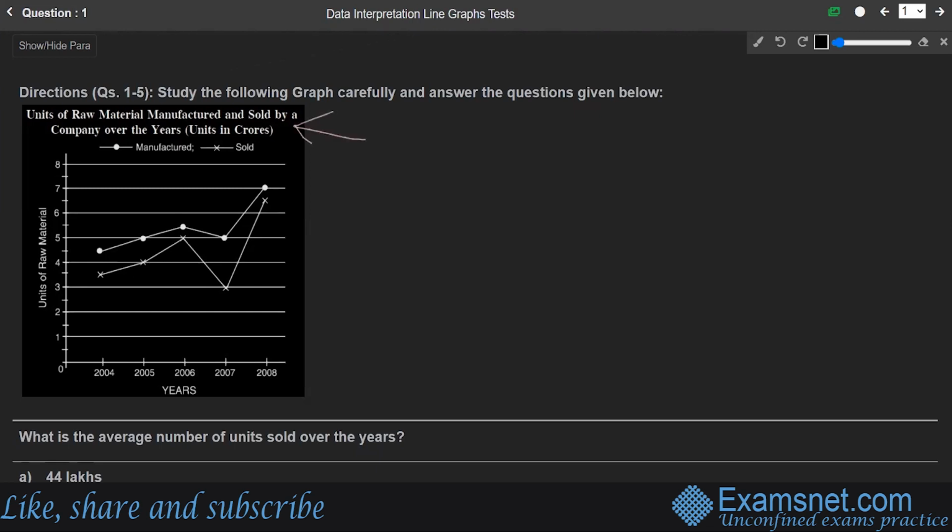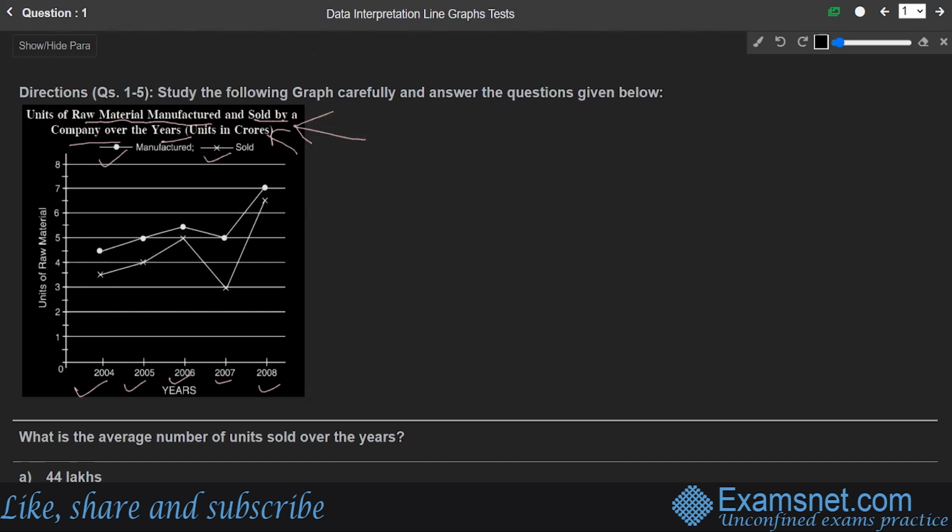The title is given: units of raw material manufactured and sold by a company over the years, units in crores. So what has been represented? Manufactured has been represented by a filled circle, and a cross represents the sold. So manufactured items and sold items have been represented for a company for multiple years, from 2004, 5, 6, 7, and 8. For these many years, the number of raw materials manufactured and sold have both been represented.